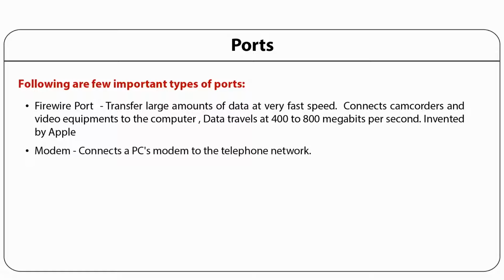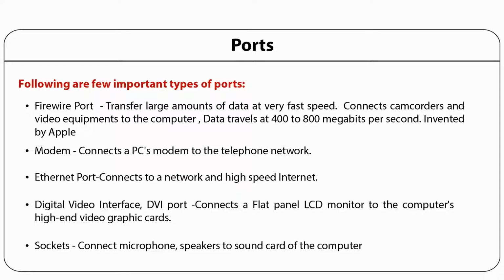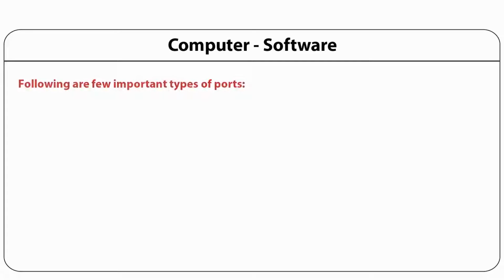Modem connects the PCs to the telephone network. There is an Ethernet port which connects the network to the high-speed internet. Then the digital video interface or DVI port connects a flat panel LCD monitor to a computer's high-end video graphics card. Then there are other sockets which connect microphones and speakers to the sound card, etc. That is about the hardware.